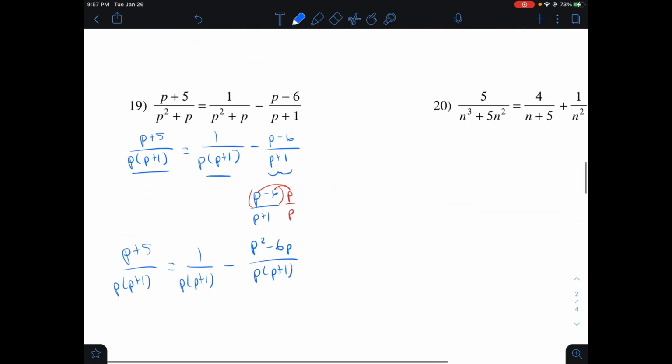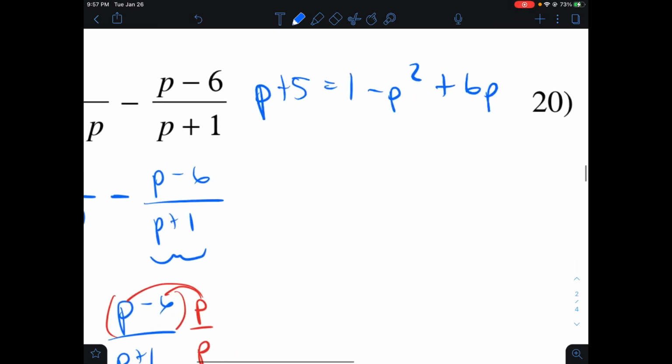We can get rid of our denominator. So we've got p plus 5 equals 1 minus, and notice we have to distribute this. So actually, I guess we could just do that now when we rewrite it. We would get minus p squared plus 6p. That's super important. You have to distribute it to each term when you have that subtraction sign.